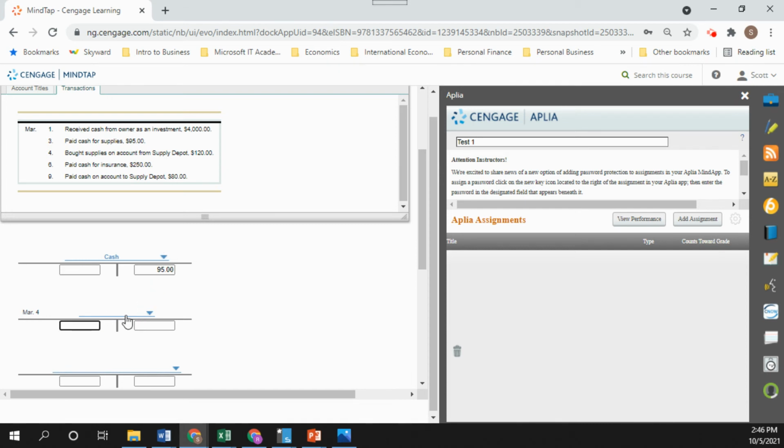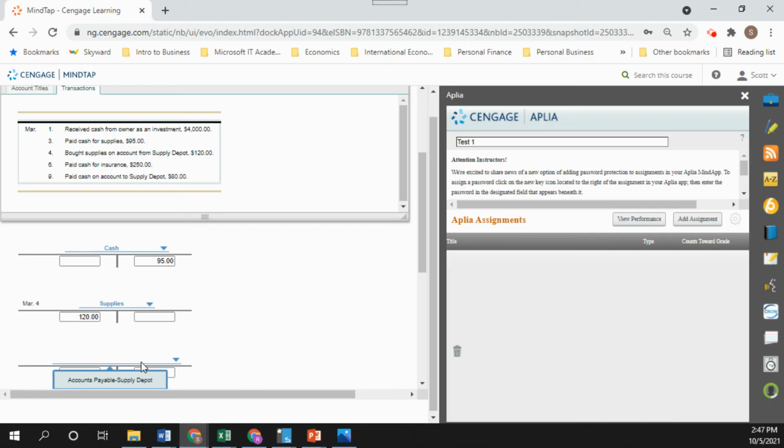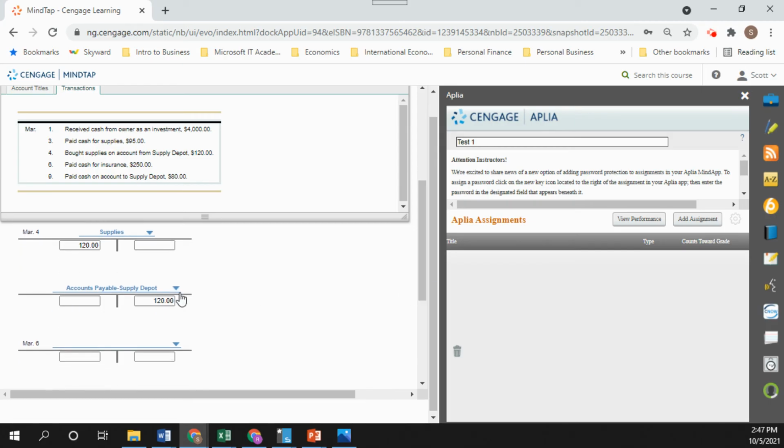Bought supplies on account from Supply Depot. Okay. We're going to put in supplies. We bought $120 worth. We bought it on account. That's going to be accounts payable, Supply Depot. We're going to increase the liability with a credit. Increase the asset with a debit, left side. Increase the liability with a credit, right side.